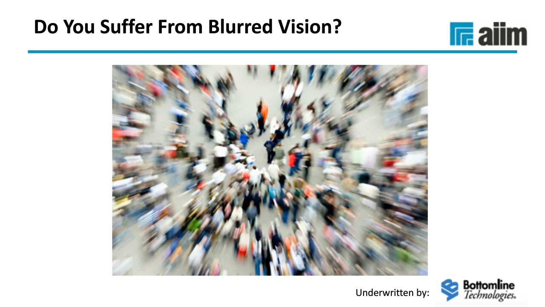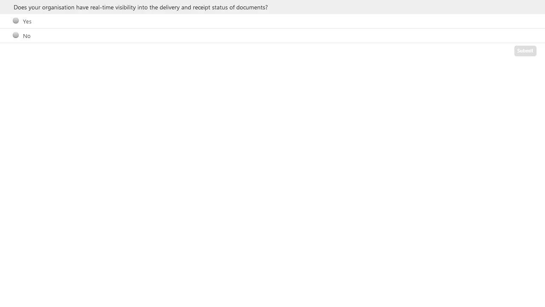So I want to open up another question to the audience. When it comes to document management, does your organization have real-time visibility into the delivery and receipt status of documents? Yes or no? This question is talking about visibility. Are you able to see and keep track of where your documents go and where they move all through their life?